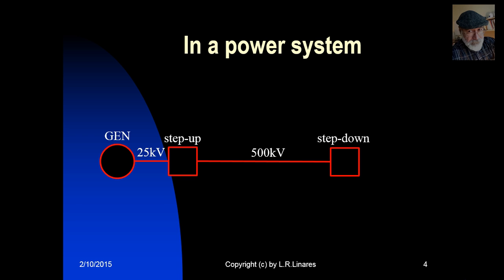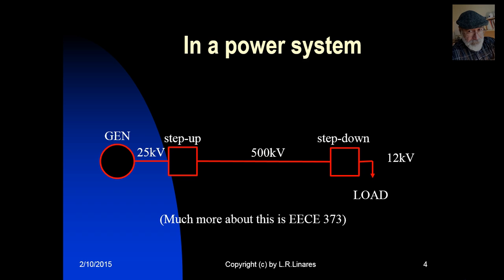distribute that to different parts of town, to Richmond, to Vancouver, to Burnaby, and then there we step down further to, let's say, 25,000, and then we go to different neighborhoods, and there we go down to 12,000, 10,000, 5,000, whatever, and eventually to transformers that step down to 120 volts, etc. That is a chain of step-up and step-down transformers in a power system. Much more about this will be said next year in AC 373, so stay tuned.